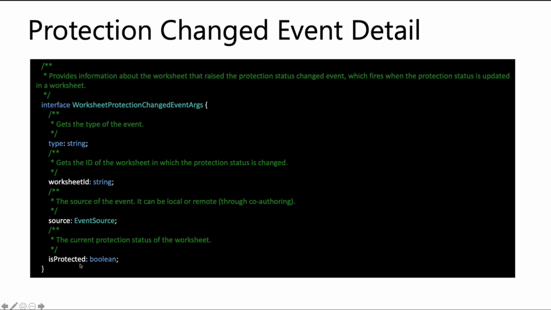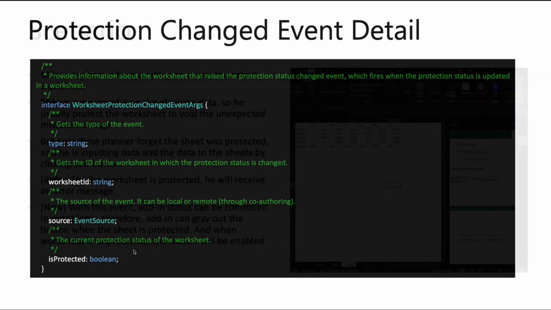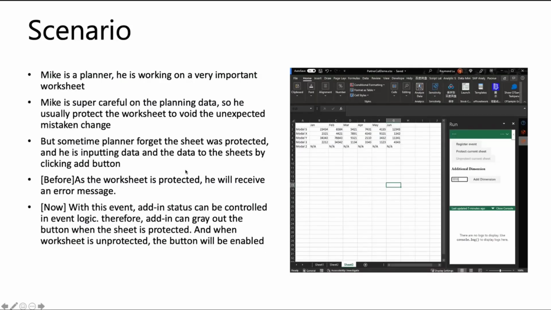And we have the protection Boolean value telling whether the current protection status is protected or not. The scenario I would like to share is quite simple. It's also very useful when you're doing this kind of interaction with your worksheets. For example, if a planner wants to work on very important worksheets, he will need to be very careful about any change he wants to make on the worksheet. So usually what he will do is protect the worksheets to avoid some unexpected input.